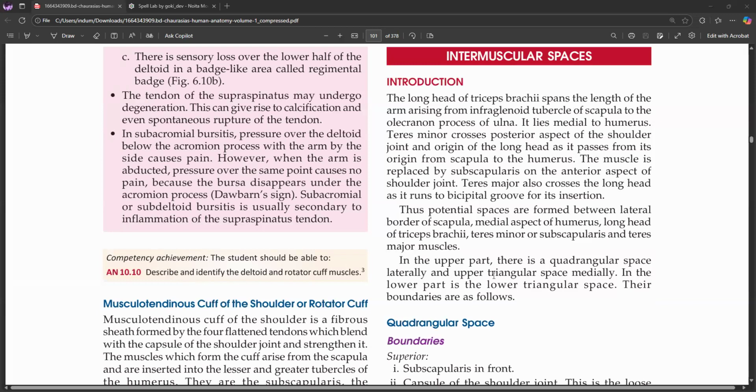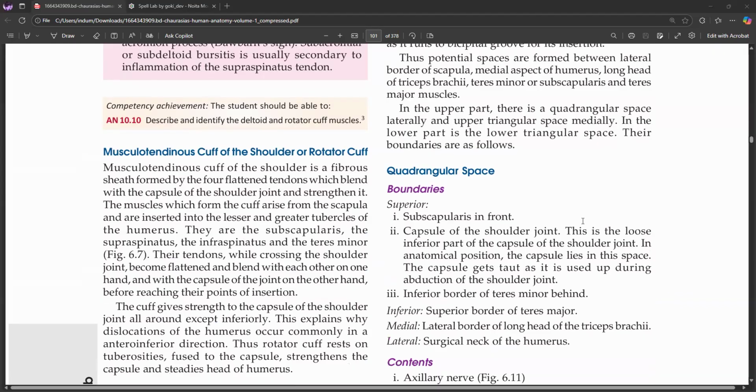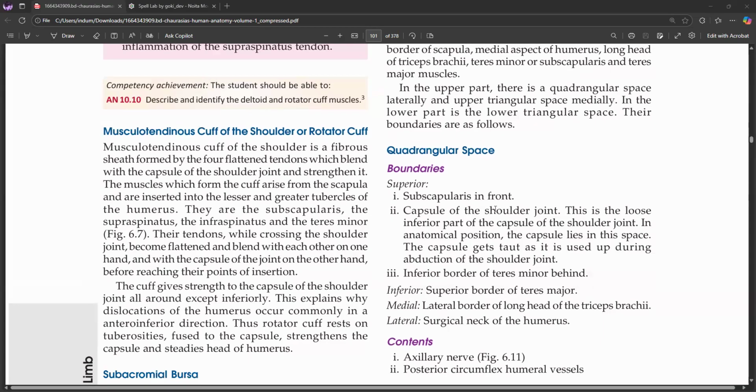Teres major also crosses the long head as it runs to the bicipital groove for its insertion. Thus, potential spaces are formed between the lateral border of scapula, medial aspect of humerus, long head of triceps brachii, teres minor or subscapularis, and teres major muscles. In the upper part, there is a quadrangular space laterally and an upper triangular space medially. In the lower part is the lower triangular space. Their boundaries are as follows.